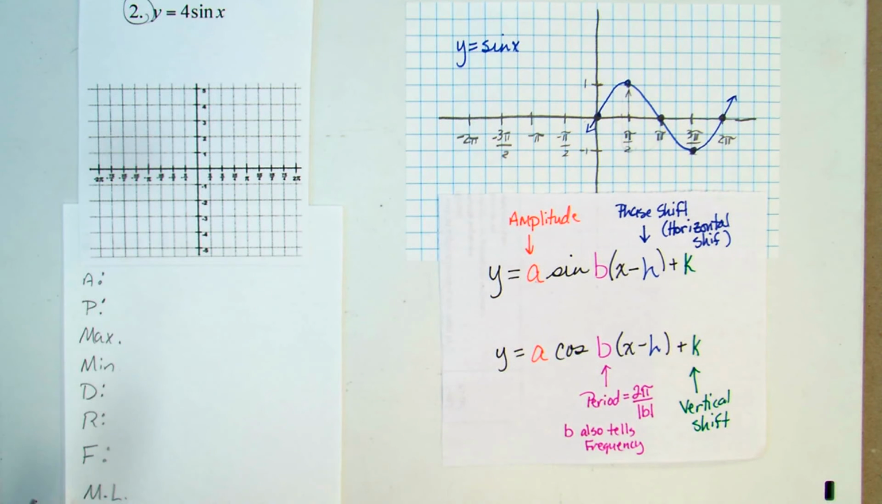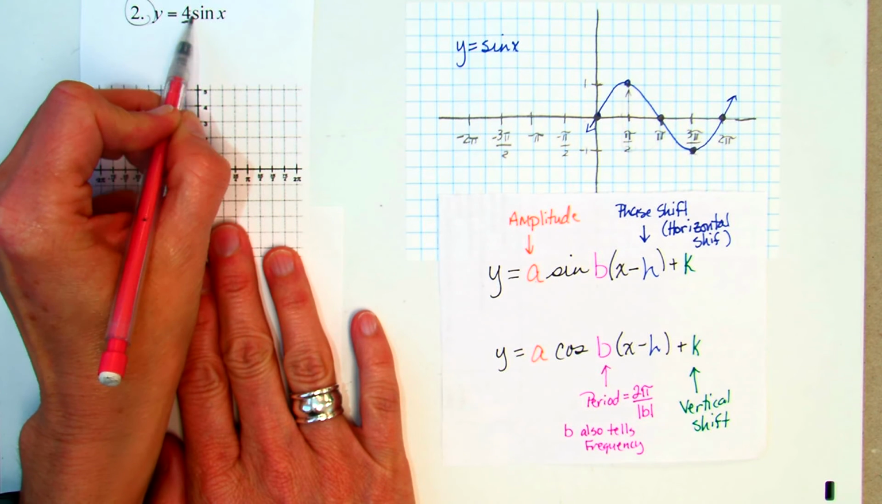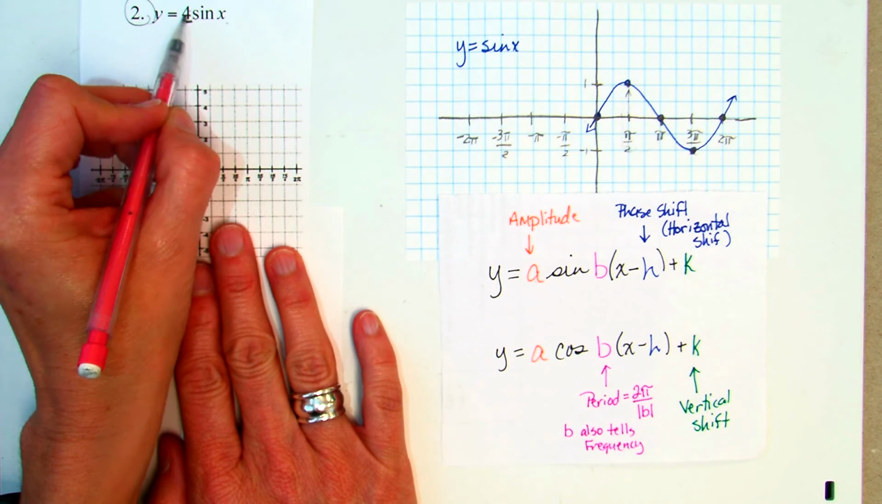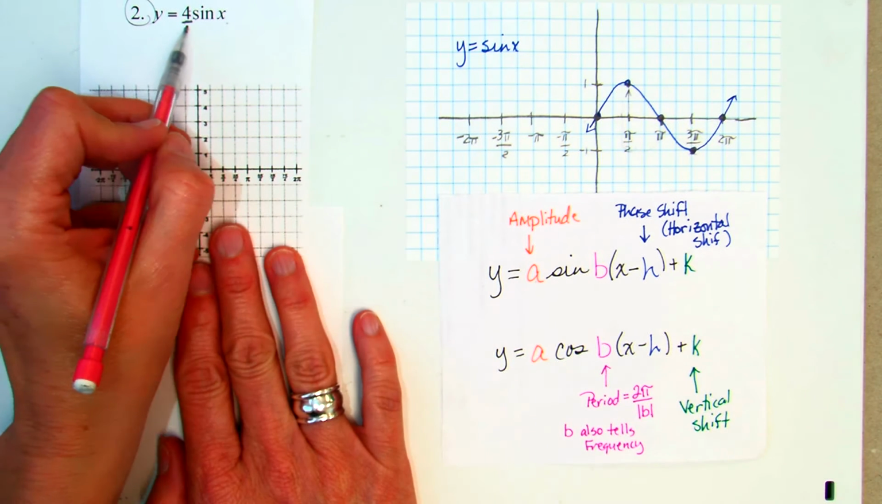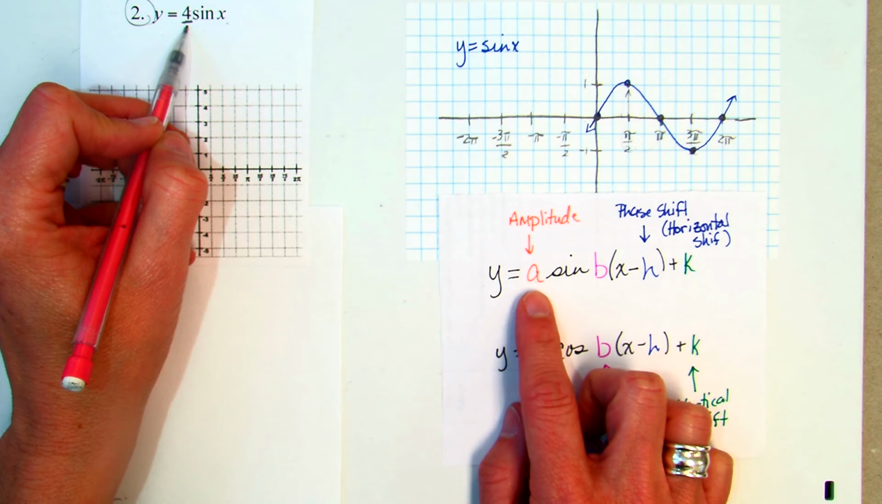Number 2, we're going to graph y equals 4 times the sine of x. Notice what's happening here. I have a number multiplying the function sine of x. So it's the original y equals the sine of x times 4. This affects my amplitude. This is vertically stretching and shrinking those y values.